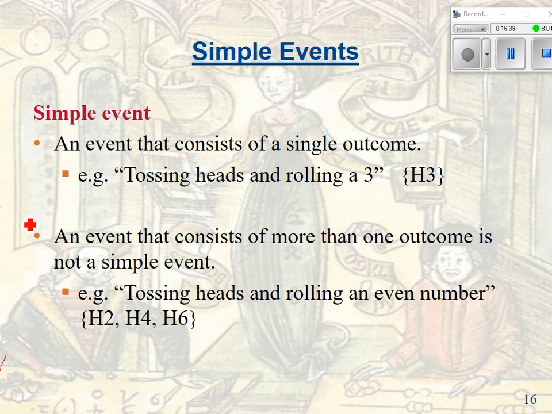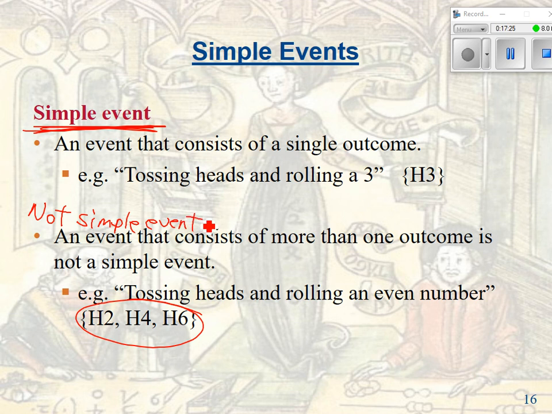An event that consists of one or more outcomes is not a simple event. So it'd be like tossing the heads and rolling an even number, H2, H4, H6. These are all events that we wouldn't mind if any of the three happened, because that's what we want to happen, but it's not a simple event. It's no longer simple because now you got more than one possible outcome. So it doesn't have its own title, it just piggybacks off the other thing.